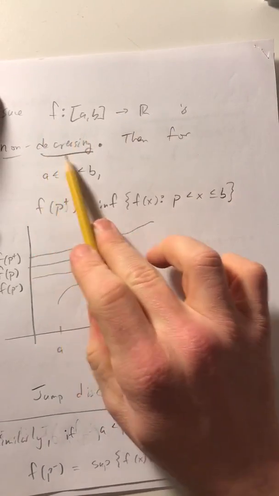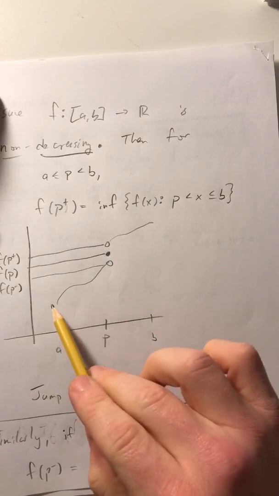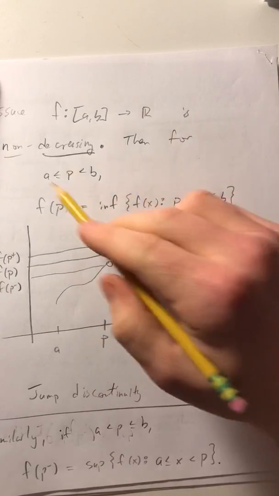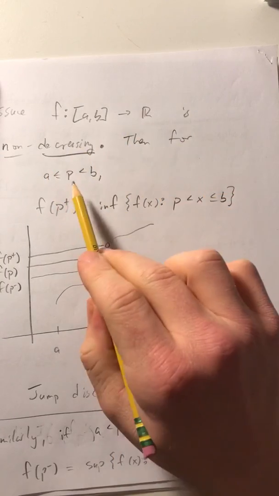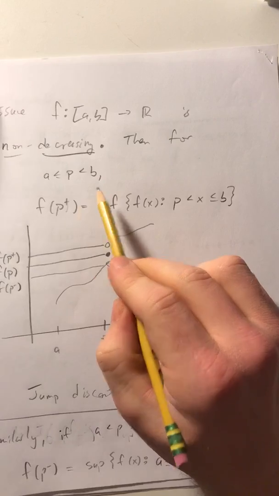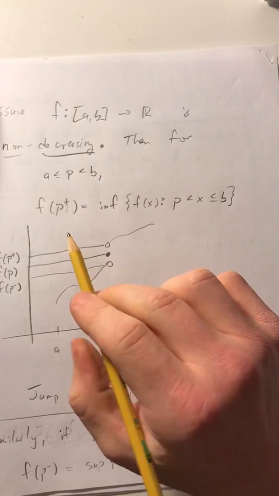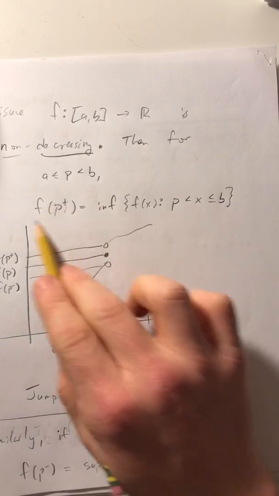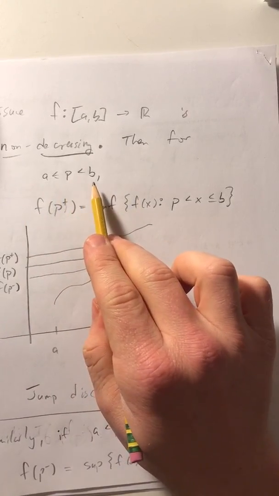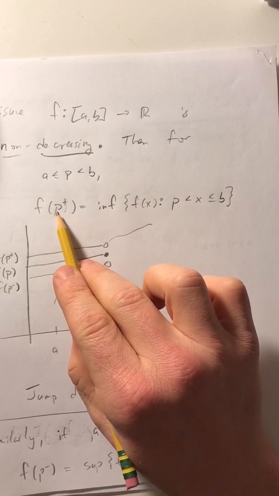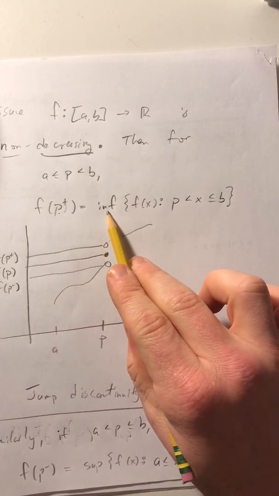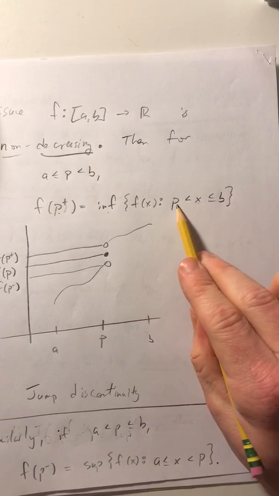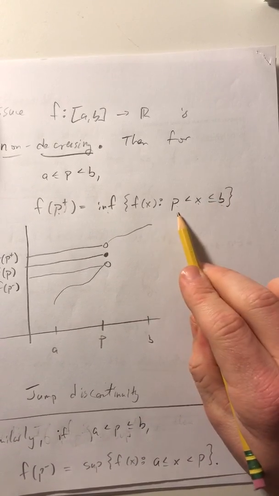So let's look at a non-decreasing function, right? The graph is moving up as I move from left to right, and there's a discontinuity here. We say for any p that's not equal to the right endpoint, we're going to talk about the limit from the right. Of course it doesn't make sense to talk about the limit from the right at the right endpoint. So for any point other than the right endpoint, the limit as x approaches p from the right is equal to the infimum of f of x over this range of x between p and b, including b but not including p.